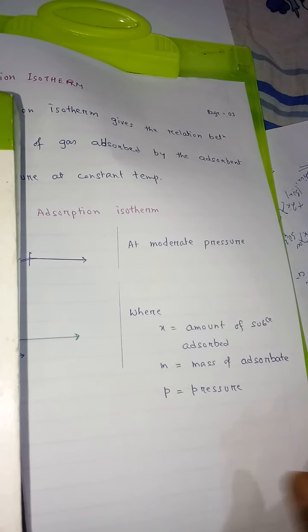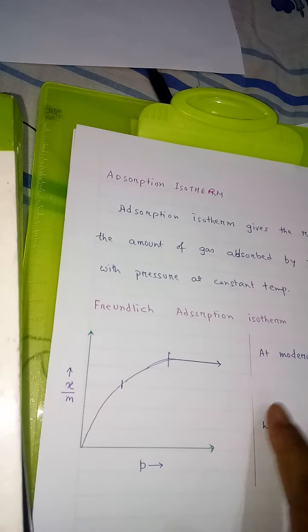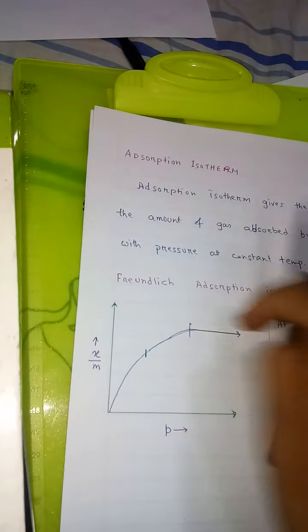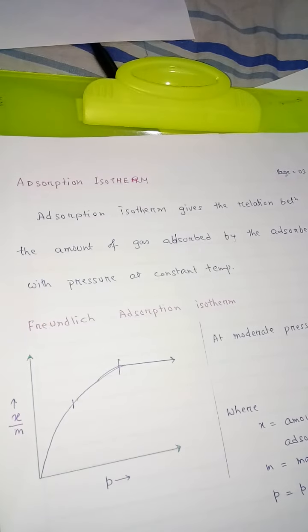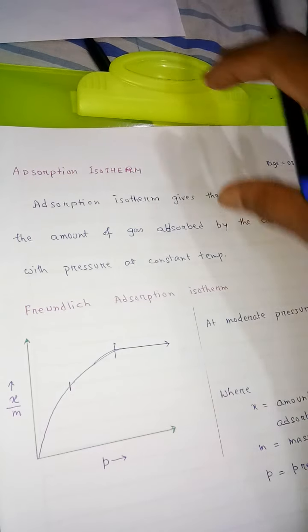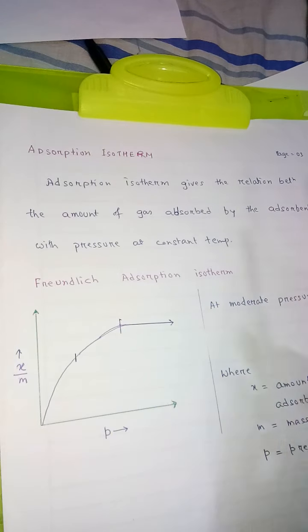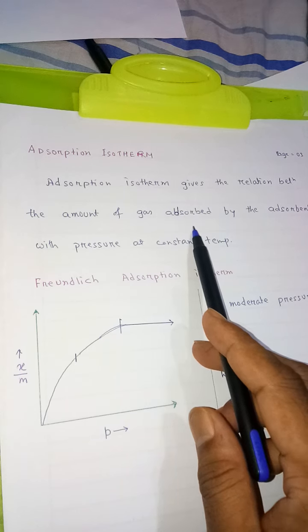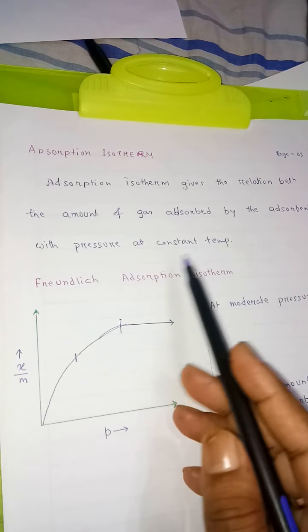In the next video, we are taking another important point. This is your adsorption isotherm. Adsorption isotherm is a graph which gives the relation between the amount of gas adsorbed by the adsorbent with pressure at constant temperature.